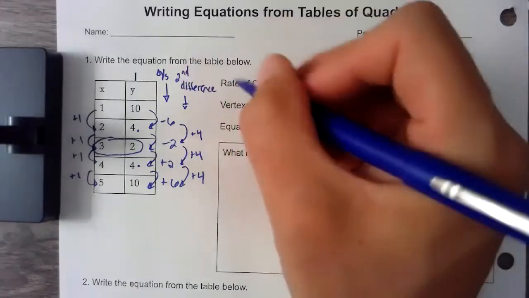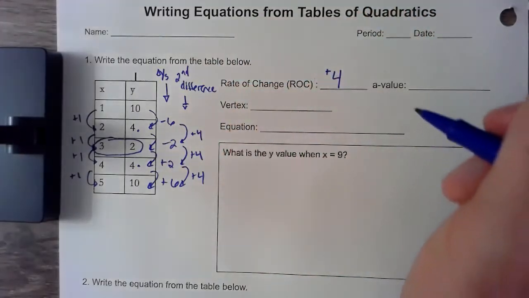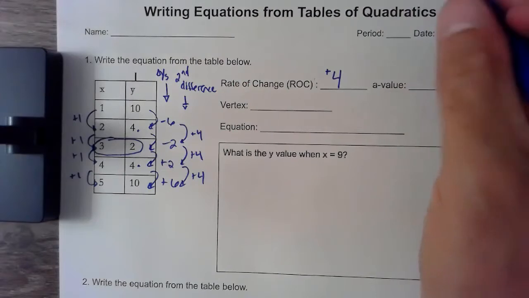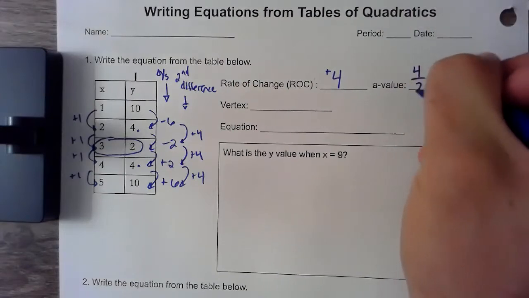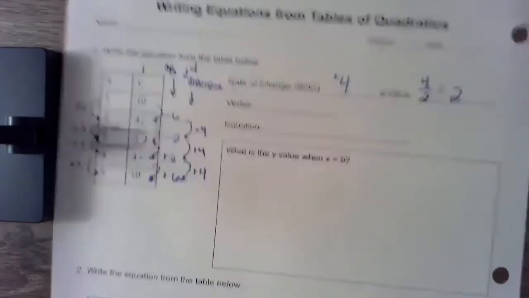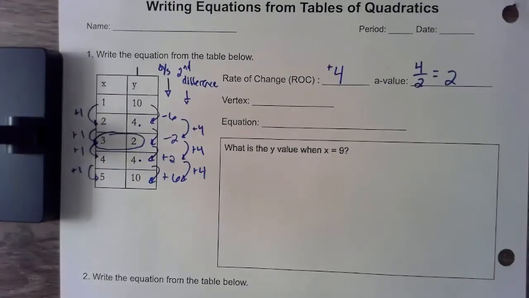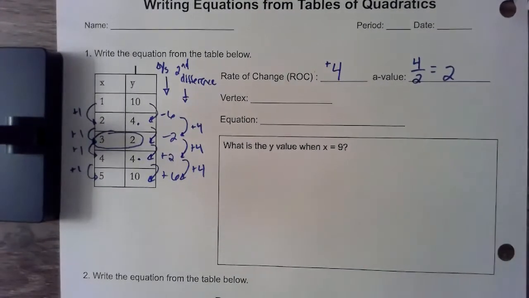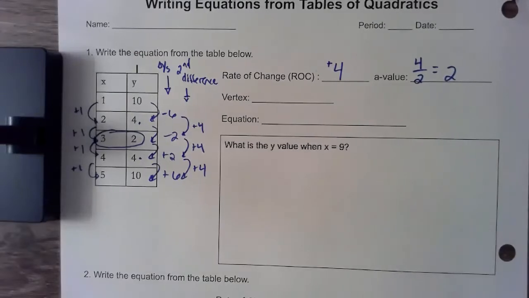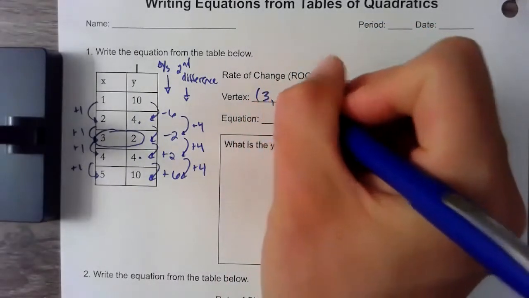Okay, that's the same thing, right? That's how we would describe the rate of change, that it is increasing by 4. The A value is 4 divided by 2. So it's 2. And that's what we need to use in the equation. Okay, so that's the biggest difference, or at least the one additional thing we're going to have to do with quadratic tables. All right, so our vertex or our turning point we already identified as (3, 2).